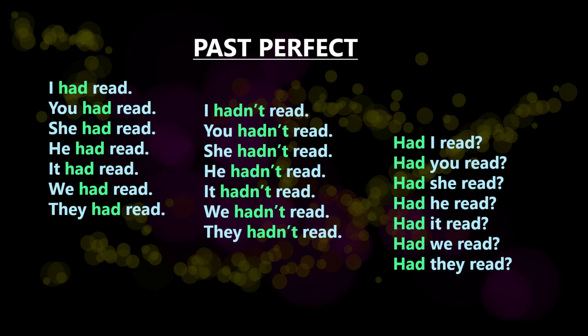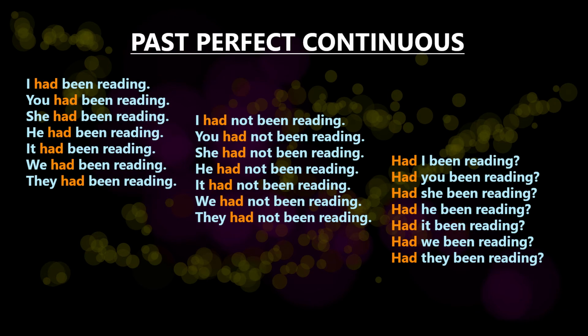Had I read? Had you read? Had she read? Had he read? Had it read? Had we read? Had they read? Past perfect continuous. I had been reading, you had been reading, she had been reading, he had been reading, it had been reading, we had been reading, they had been reading.